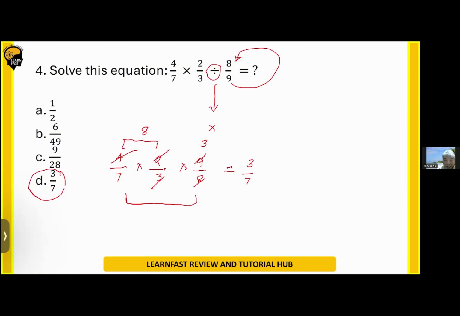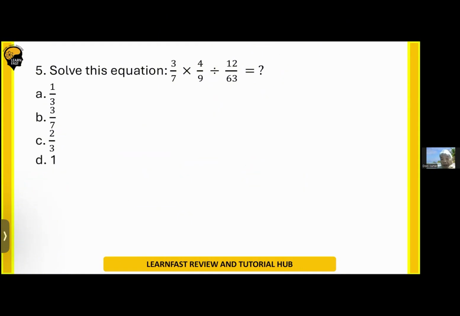So that was quick, right? Okay, so let's have number 5, another follow-up question on how to perfect your skills in operations involving fractions. I will just rewrite 3 over 7 times 4 over 9, and then I will change division to multiplication, and I will not forget to shift the positions of 12 and 63. So you have now 63 times 12.